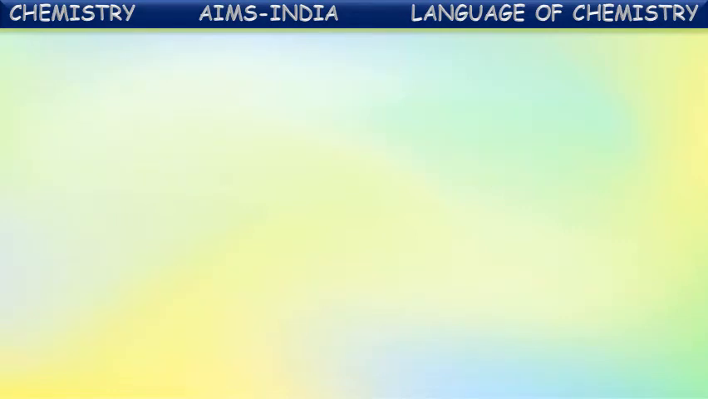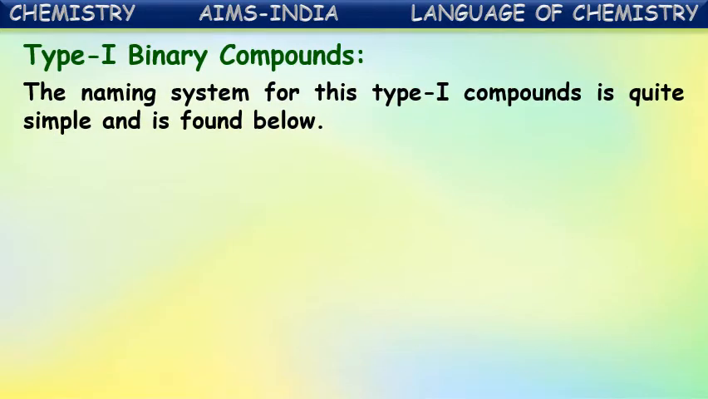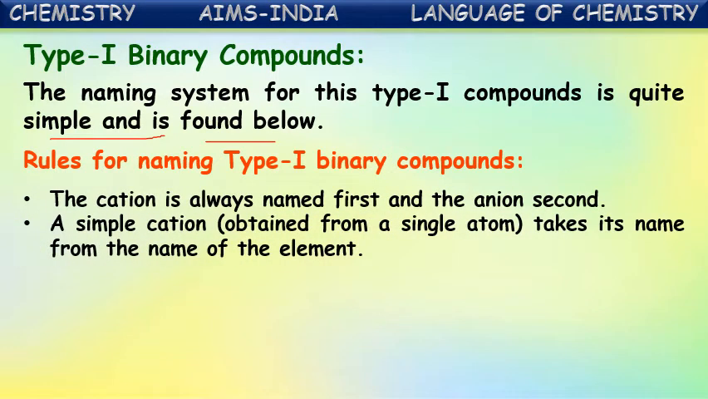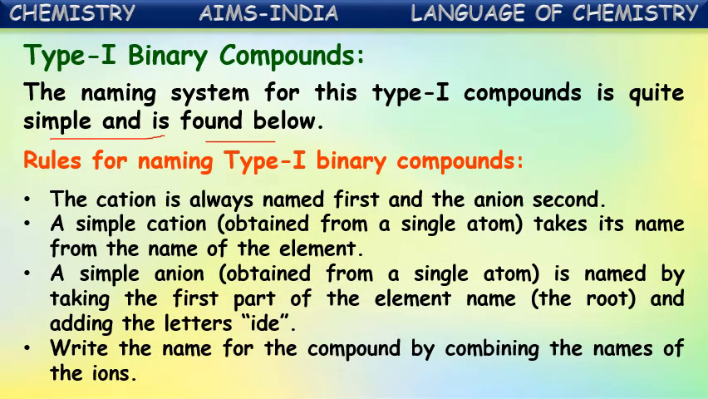Let us see what is type 1. Type 1 binary compounds. The naming system for these type 1 compounds is quite simple and is given below. Rules for naming type 1 binary compounds. The first one: the cation is always named first and then the anion second. In the given chemical compound, first we have to write the name of the cation and the name of the anion is second. How to identify cation and anion? Already we studied those. The one containing a positive charge is called a cation, the one containing a negative charge is called an anion. This we discussed in our previous session.